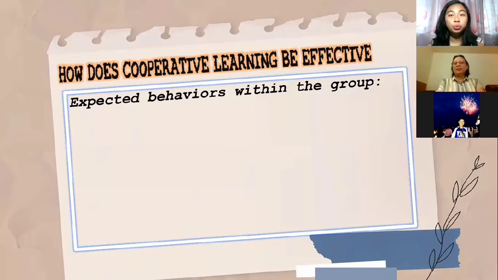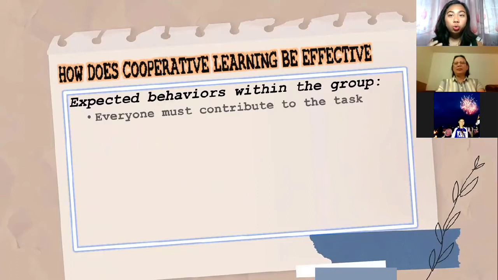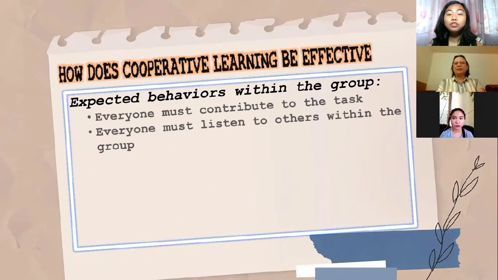So here are a few of the expected behaviors and duties each student is responsible for. These are the expected behaviors within the group. As a member, you are expected to contribute to the task, of course. Next, you have to listen to others within the group. We have different ideas, and if you collect them all together, you can have a successful task and you can accomplish your activity successfully.